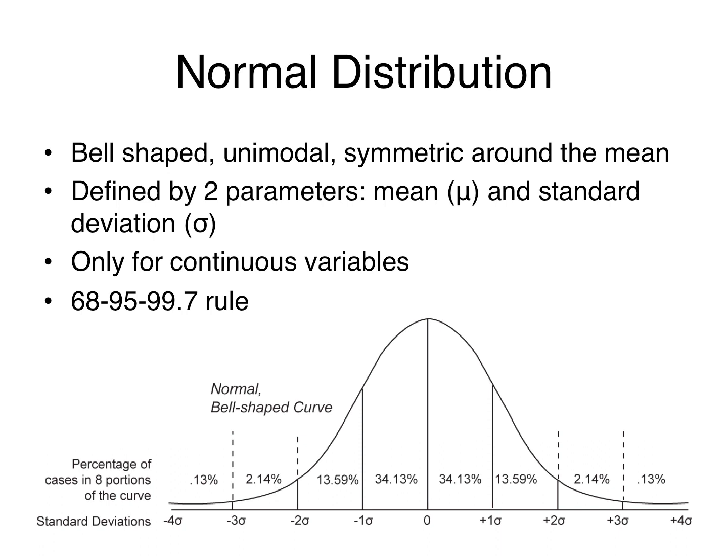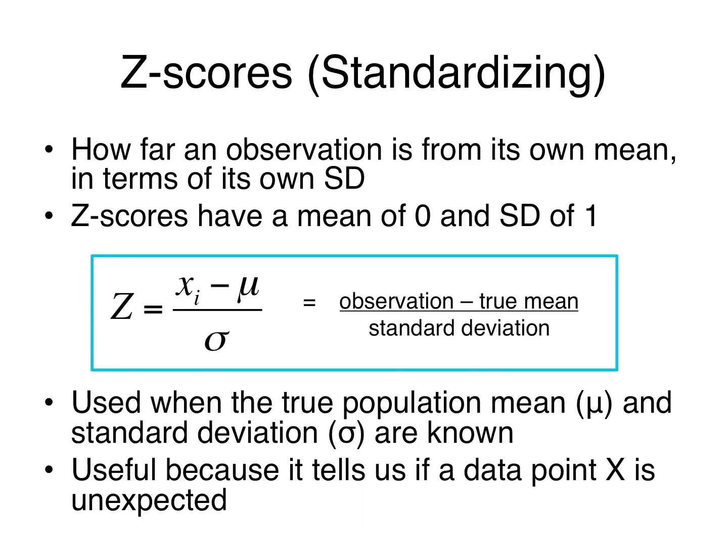To compare two observations or individual values that come from the same or different distributions, we can do what we call standardizing, which we discussed in the last tutorial. What standardizing does is change the values of a variable so that the mean now equals 0 and the standard deviation equals 1. So once we standardize, the values of the variable now tell us how far each observation is in terms of its standard deviation, or the average amount that observations vary from the mean. And this is useful because it tells us if our data point x is expected or unexpected.